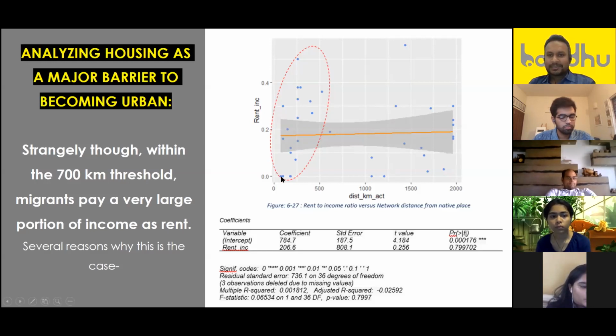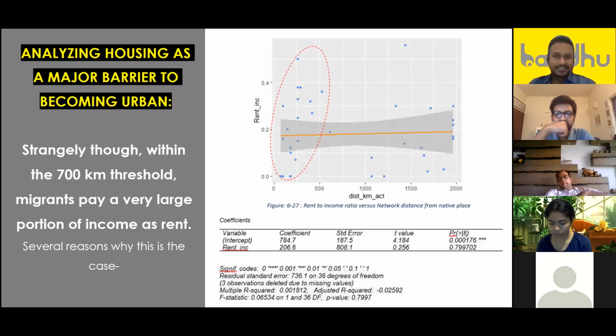And this is where you'll see people are spending a disproportionate amount of their money on rent if they come from closer, within 500 kilometers. Again, this is a very interesting question. Why within 500 kilometers? We just discussed that they have more information. So are they being stupid and paying more rent?